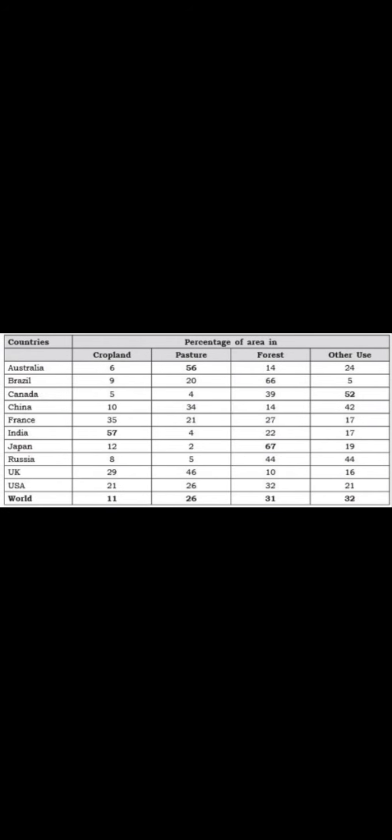This table shows the land use pattern in some selected countries. As you can see, India uses 57% of its area for agriculture. Australia has the highest pasture land. Japan has 67% of forest area and Canada uses 52% of its area for other purposes.